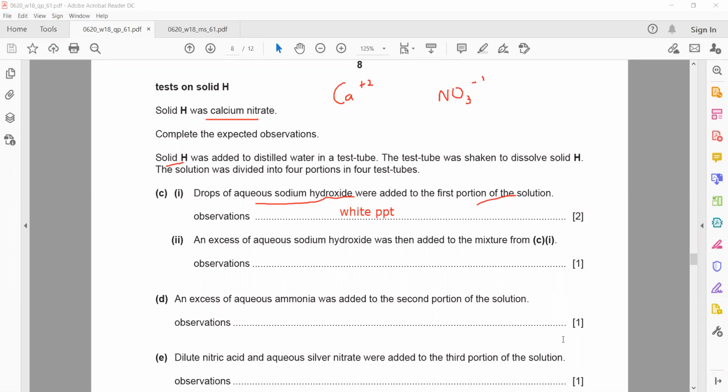An excess of sodium hydroxide. What will happen to the precipitate? The precipitate does not dissolve. The white precipitate remains insoluble.